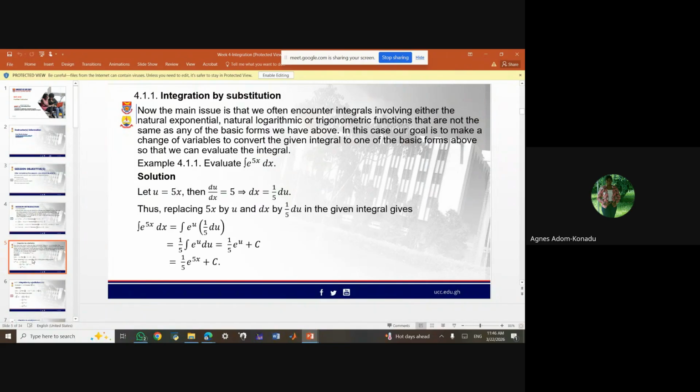Now, the main issue is that we often encounter integrals involving either the natural exponent, natural log, or trig functions that are not the same as any of the basic forms we have above. In this case, our goal is to make a change of variable to convert the given integral to one of the basic forms above so that we can evaluate it.